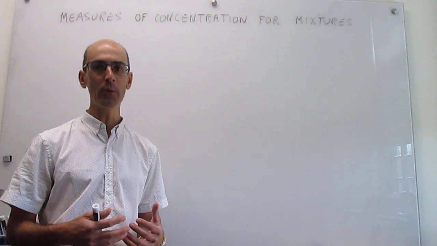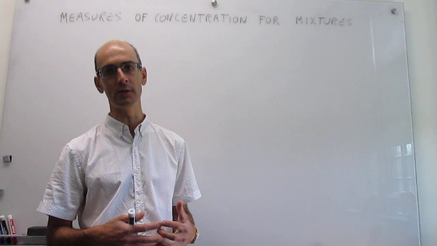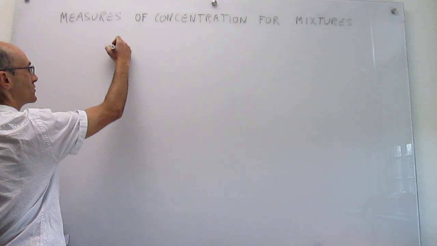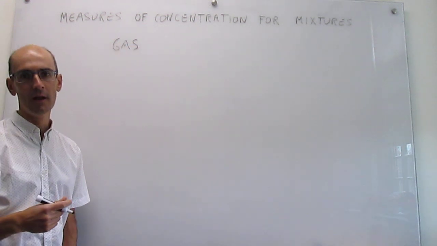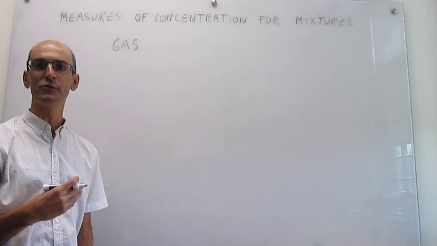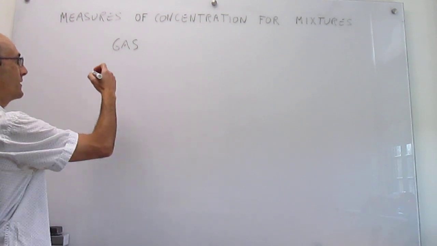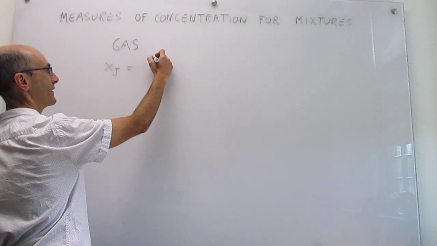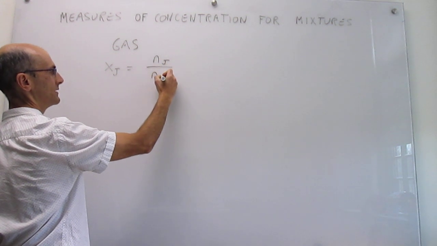We're going to separate our work between gases and liquid mixtures, because those are going to be the two main cases we're going to be looking at. So for gases, this will be a review because we have already seen many of these measures of concentrations before. The best way to express the relative amount of two components in a mixture of two gases would be using the mole fraction. Right, so the mole fraction is simply x sub j, the number of moles of that component j over the total number of moles in the mixture.